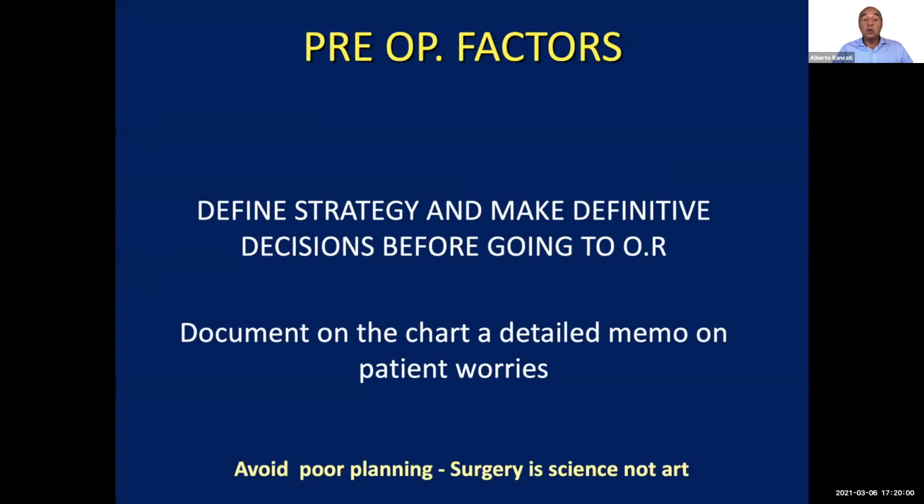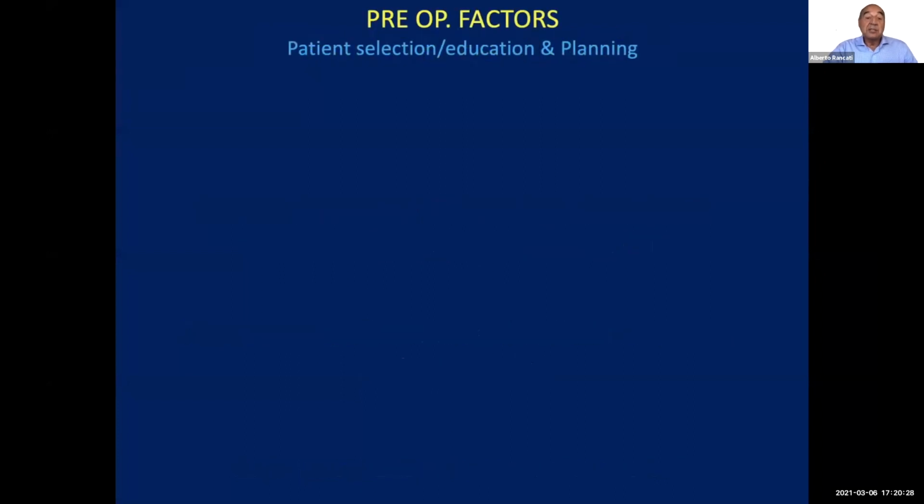So you must document on the chart, when you have the interview with your patient, a detailed memo on the patient's worries and the shared decisions with the patient, because if you don't do this and you make a poor planning, you will have no chance to have a good outcome. So surgery is science, not art, and you must make this a systematic way of working. So as pre-op factors like patient selection, education, and planning, you must have consent and expectations with your patients.